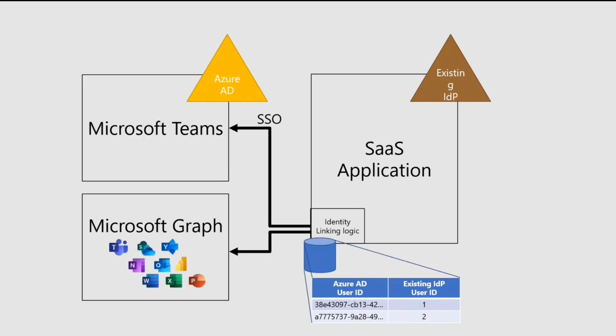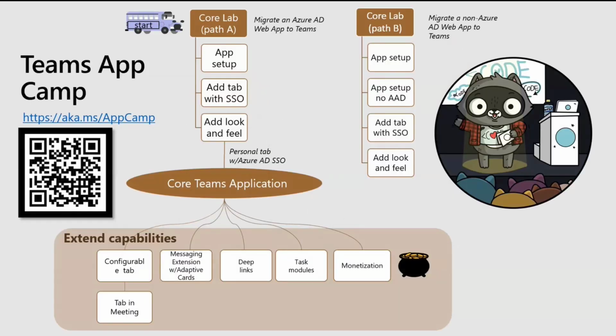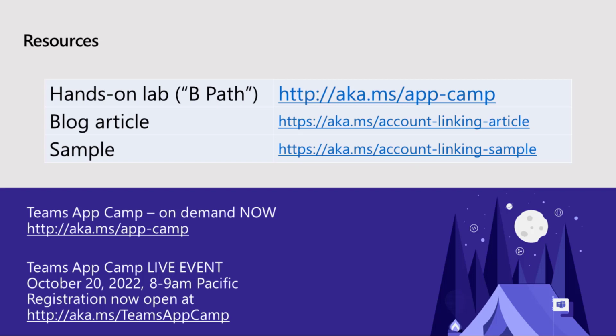So if you'd like to try this out, you can go to Teams App Camp, aka.ms/appcamp, and what you'd want to do is take this B path instead of this. The A path assumes that the app already had Azure AD, and in the B path, you'll see that you set up the non-Azure AD app, and then that's the transition I just made, which was to add the identity mapping. So it's a pattern. You're going to have to figure out how to apply that in each situation that you're in. So I'll just wrap it up with this slide.